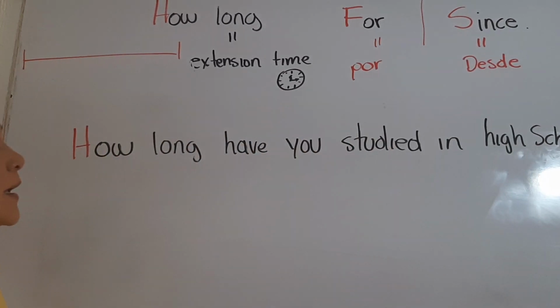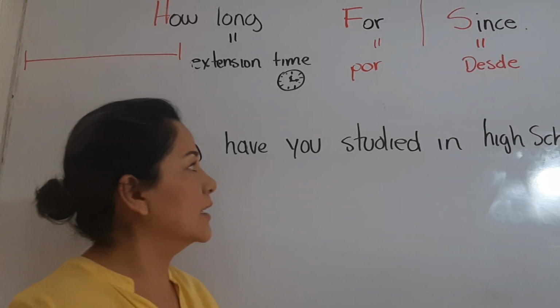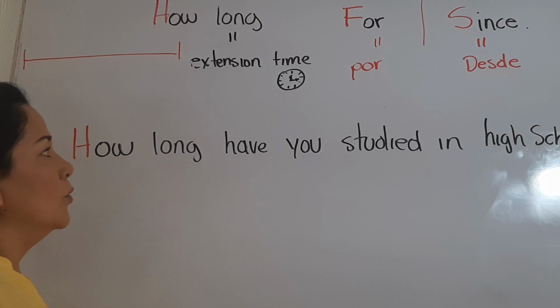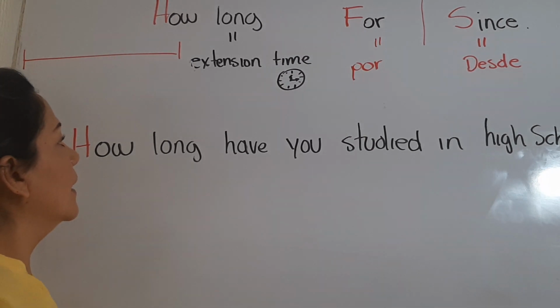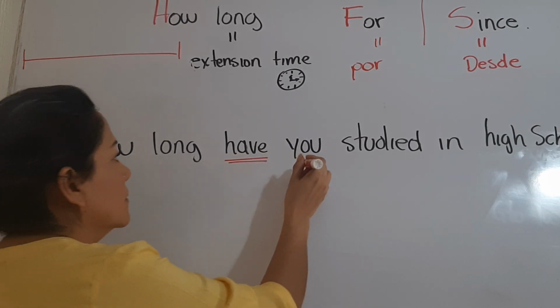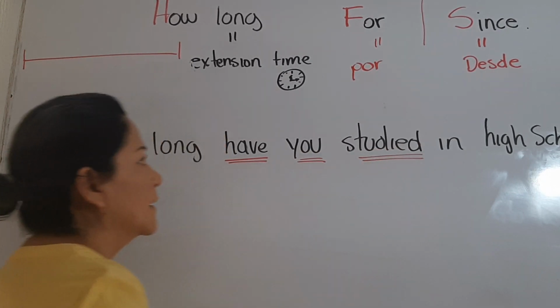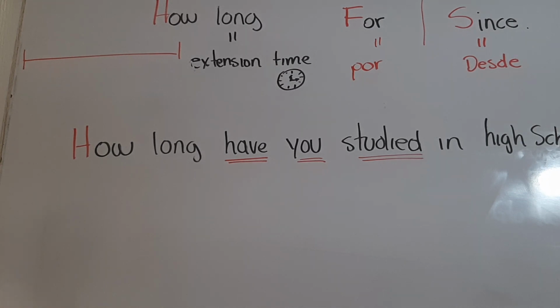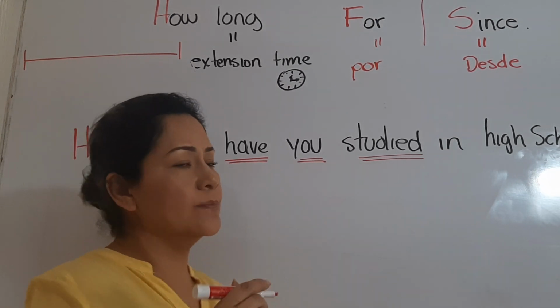Okay, well, we have here a sentence in present perfect. How long have you studied in high school? We know the sentence is present perfect because we have the elements we have been reviewing. If you remember, what are they? Have, the person, and studied. See? Okay. And we want to know the time. How long? See, the extension of time that you studied in high school.